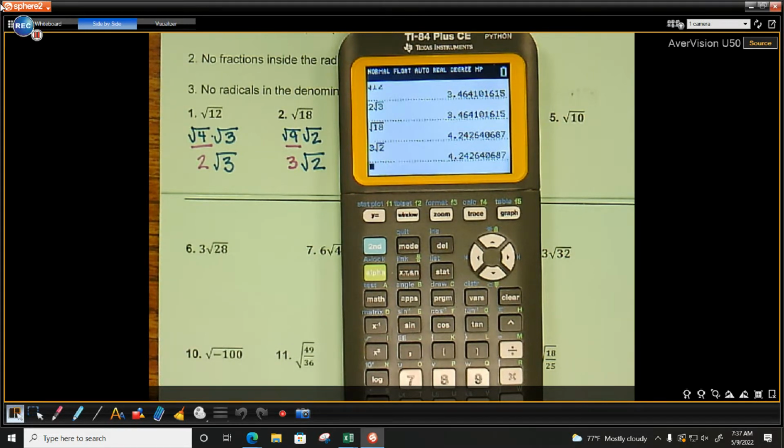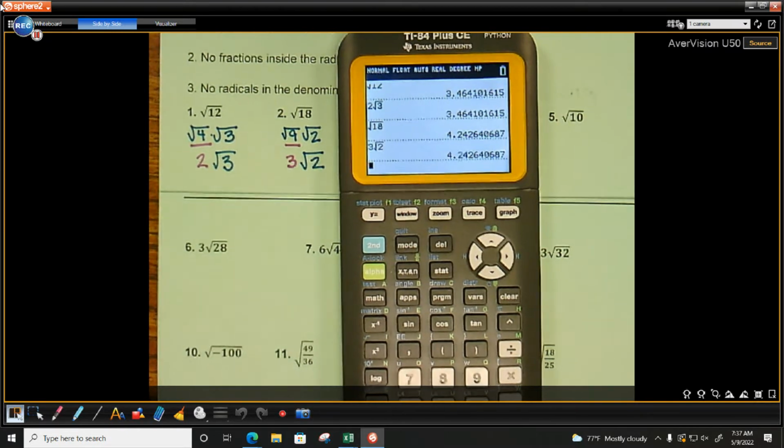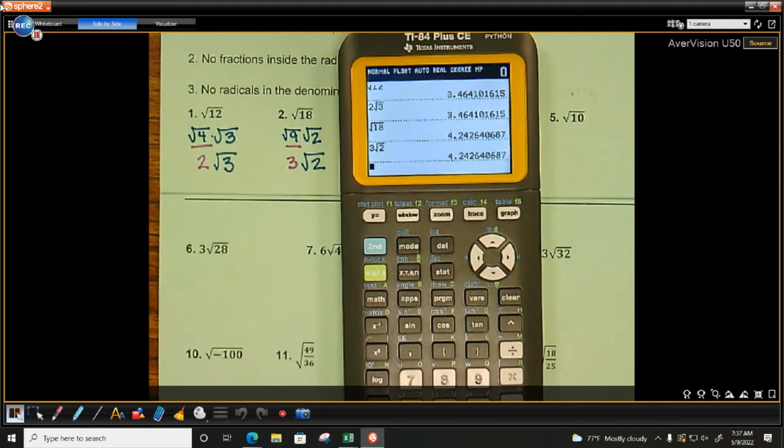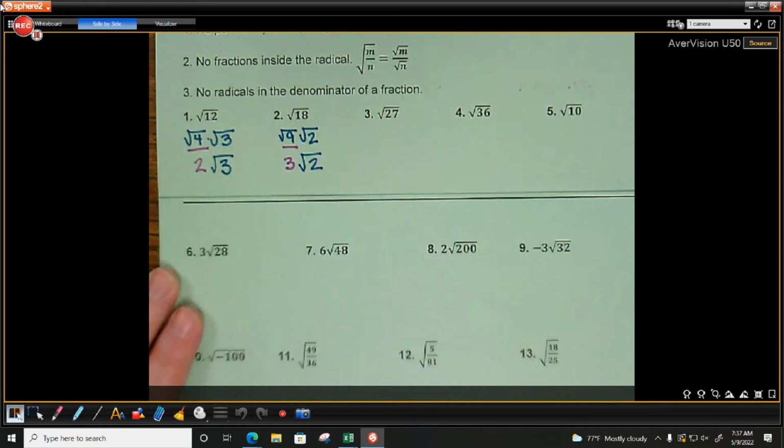Again, my decimals match, so we have equivalent values. And my number under the radical sign is not divisible by a perfect square other than 1, so we are all good. Do we think we can do number 3 on our own? I want y'all all to do number 3 on your own.